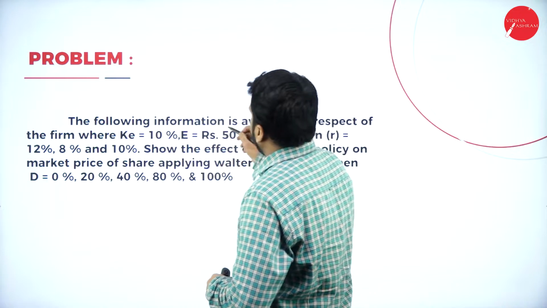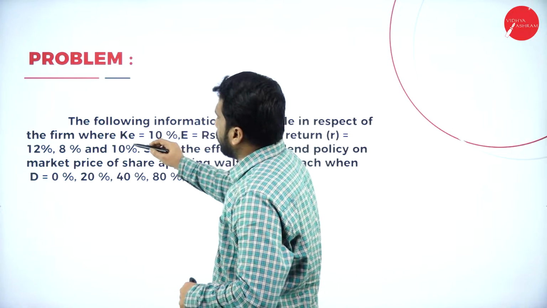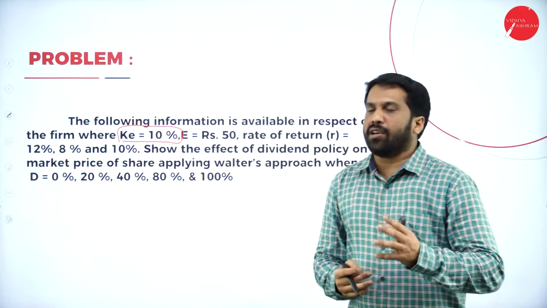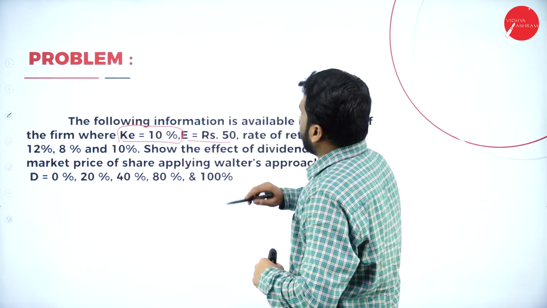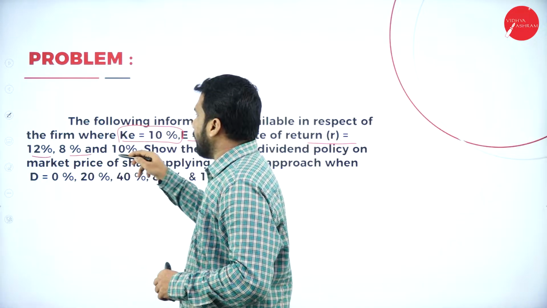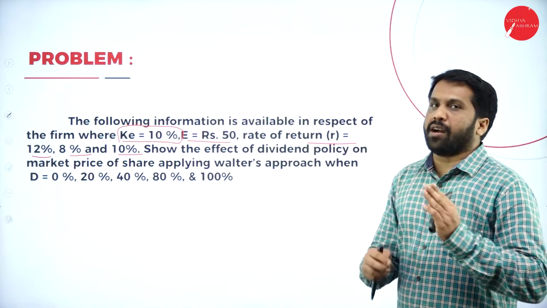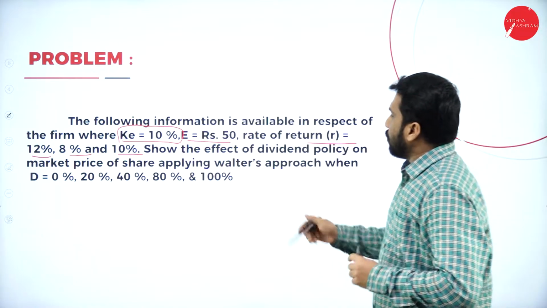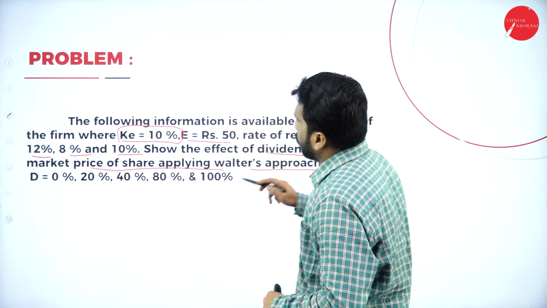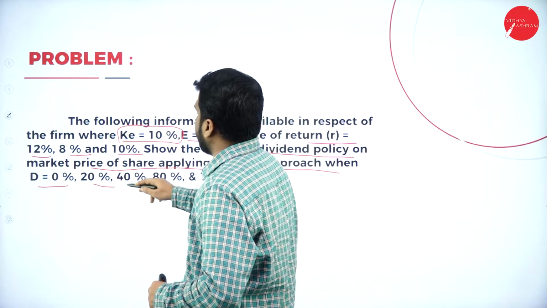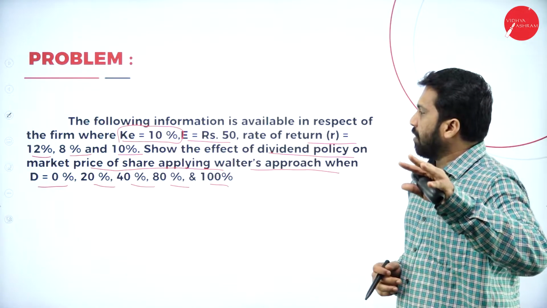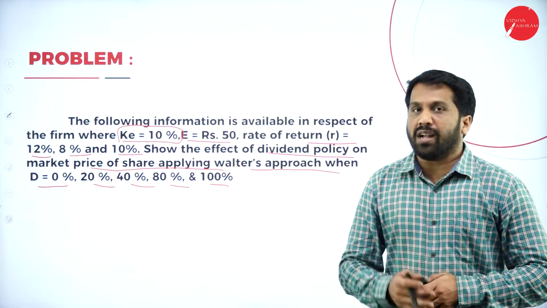Under the problem, the following information is available in respect of the firm where cost of equity is 10%. 10% is your cost, and your equity value is 50. The rate of return is 12%, 8% and 10%. There are three types. Show the effect of dividend policy on market price of share applying Walter's approach when dividend payout is 0%, 20%, 40%, 80% and finally 100%.